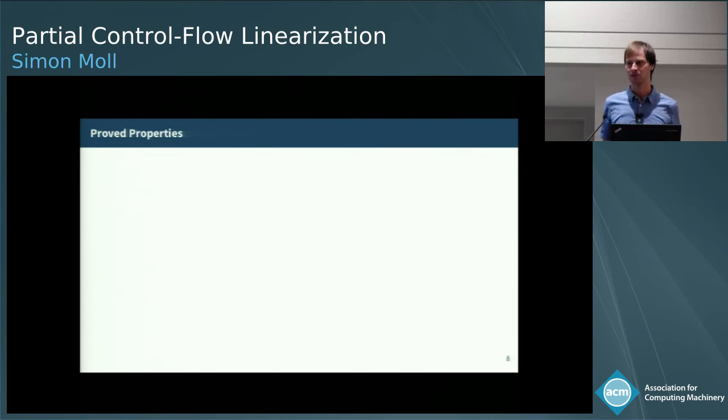So let's have a look at the properties we've proved for this. First off, we've proved correctness, namely that you will see the same traces in the original graph embedded in the partial linearized graph, and whatever is executed in the partial linearized graph is actually part of the original graph.